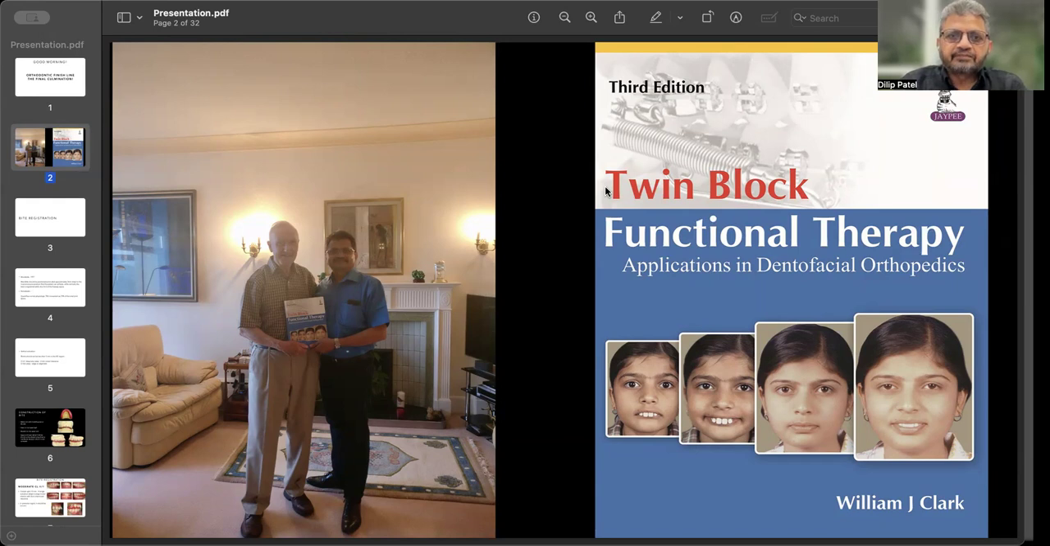executing the appliance therapy. This is my picture in 2017 when I visited the Clark home. He presented me a third edition of the twin block appliance, and the cover page is treated by me in Rajkot. This is my privilege.